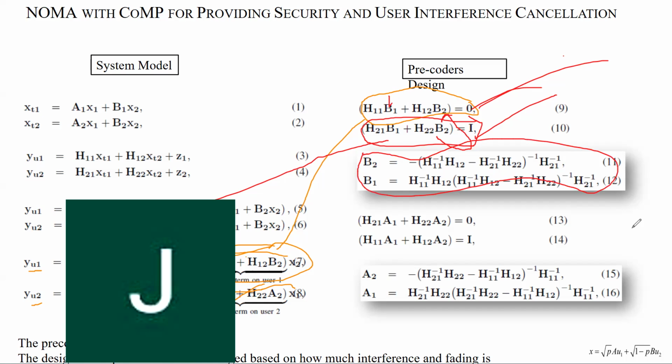The same thing goes for equation 2. I have this term that I want to be unity, which is this term. And I have this term, which I want to be 0 because it's interference. And then the output is going to be something like that.